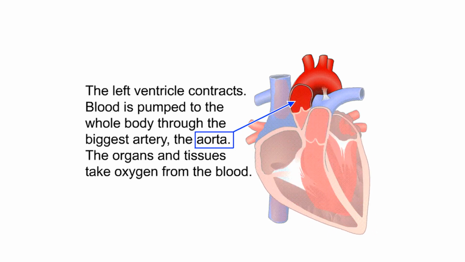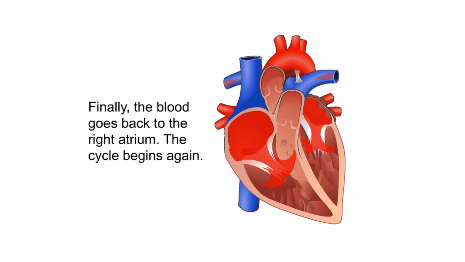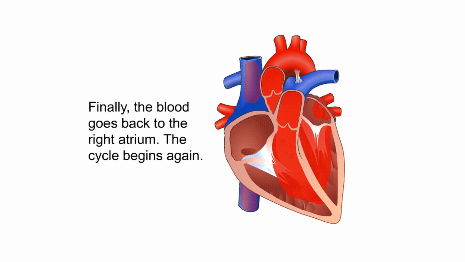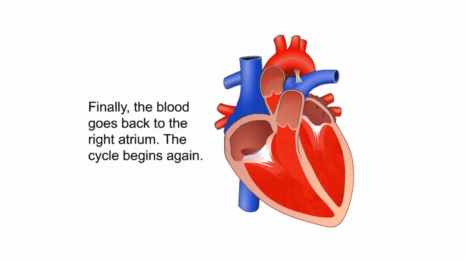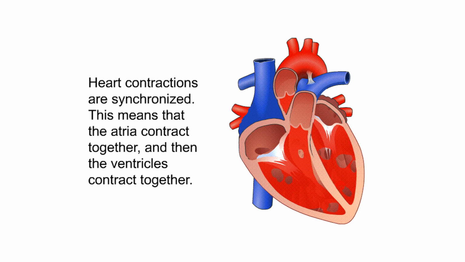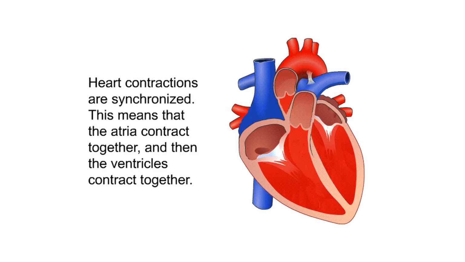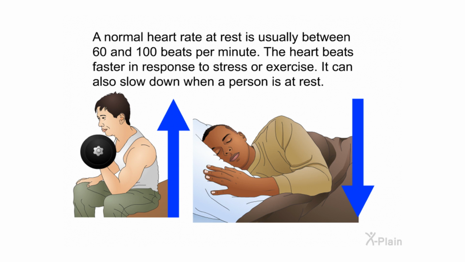The organs and tissues take oxygen from the blood. Finally, the blood goes back to the right atrium. The cycle begins again. Heart contractions are synchronized. This means that the atria contract together and then the ventricles contract together. A normal heart rate at rest is usually between 60 and 100 beats per minute. The heart beats faster in response to stress or exercise. It can also slow down when a person is at rest.